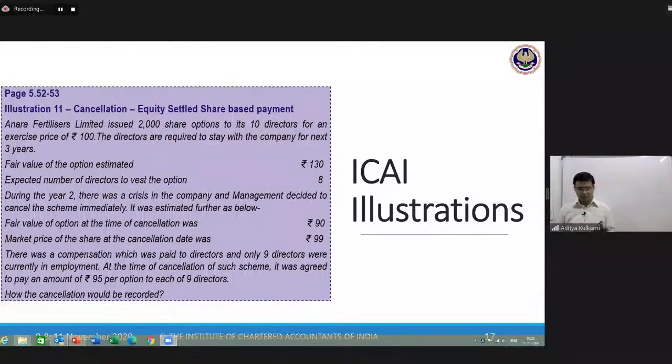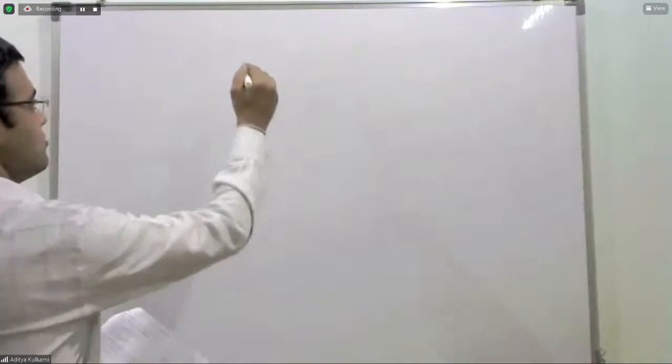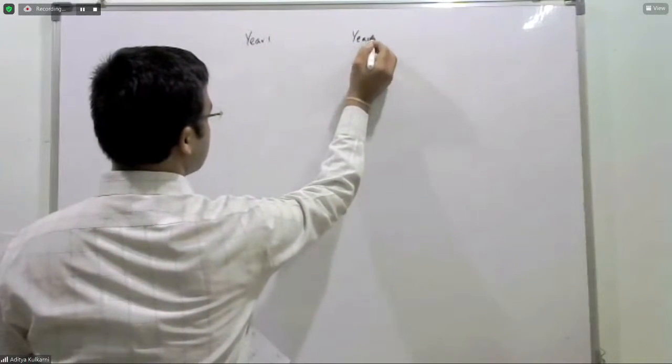Okay, now let us come to the problem. So how would the cancellation be recorded? Okay, so now let us treat this as an accelerated vesting, and let us do the accounting. So year 1, year 2.